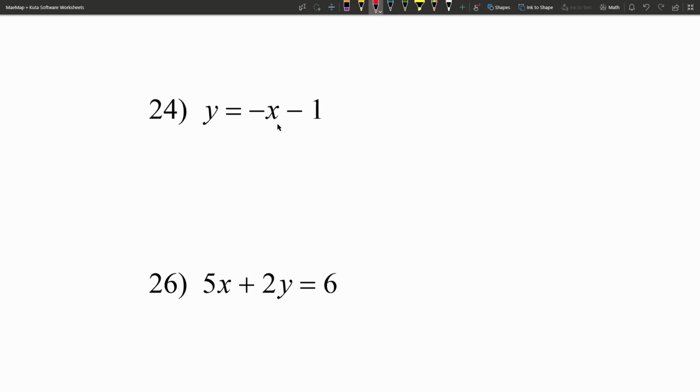For number 24, we basically have the same thing as number 23. Our slope is a -1 because that -1 is multiplied with x. Mx plus b, m is -1.